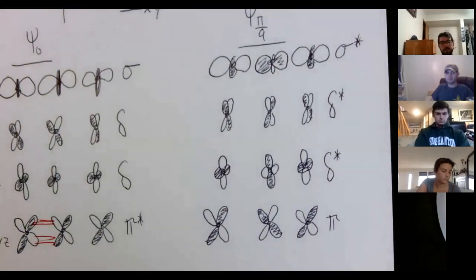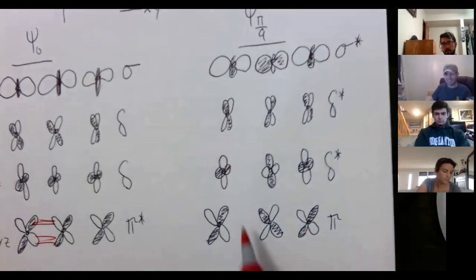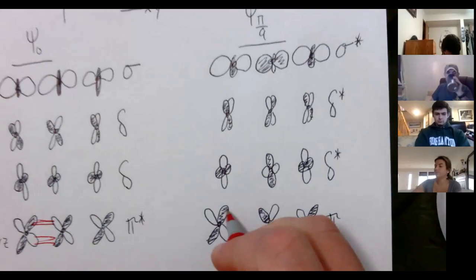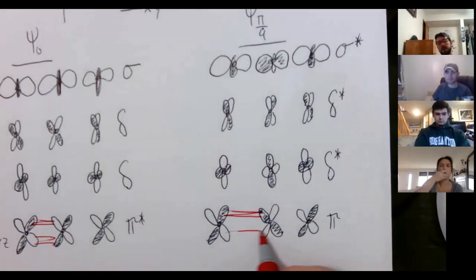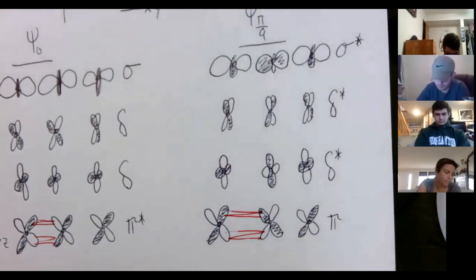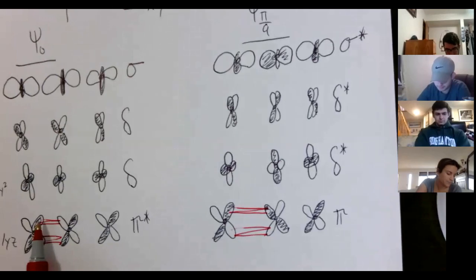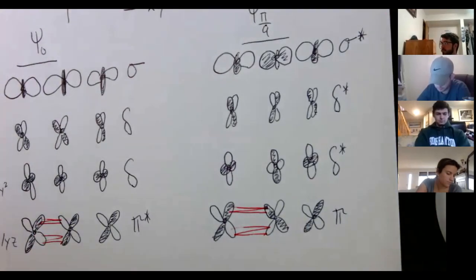Why isn't it pi star on the right side? So on this side, this lobe interacts with that lobe, right? And this lobe is going to interact with that one. Okay, never mind. They have the same sign, whereas in this case, they have different signs, right? Okay. Make sense? Yeah. Cool.